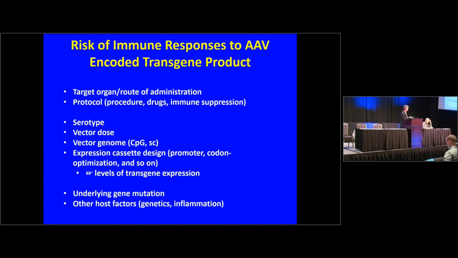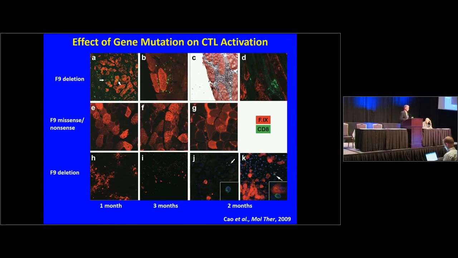And then of course there are host factors such as the underlying mutation and other genetic factors, or whether an underlying disease adds additional complications such as inflammation. I think that's a very clear example here of the effect of the underlying mutation. Those were hemophilic mice that had different factor IX mutations. They were injected with an AAV factor IX vector, and those that had a gene deletion, you see the CD8 cell infiltrate, and those that have other types of mutations where there is some level of tolerance because of endogenous expression, you don't see the CD8 cell response.